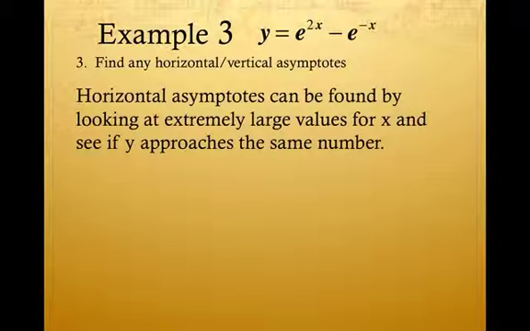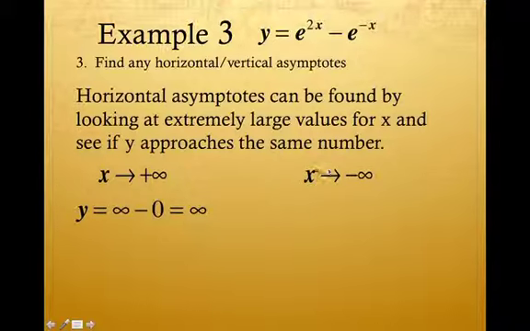Horizontal asymptote, let's see. What I need to do is pick really big x values. Really big x values make this really big, and this really small. So big minus small is big. So it goes off into infinity as the graph goes off to the right. It doesn't level off at all.